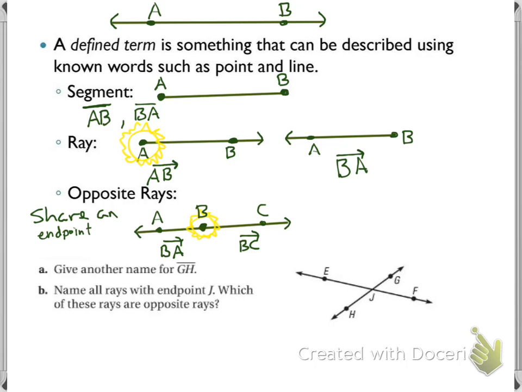That's important. They have to have the same starting point, endpoint, and they're opposite of each other. They actually also form a straight line if we look at it. So I could even say that line AC is that combination of the two. Okay, now we're going down a couple examples here.